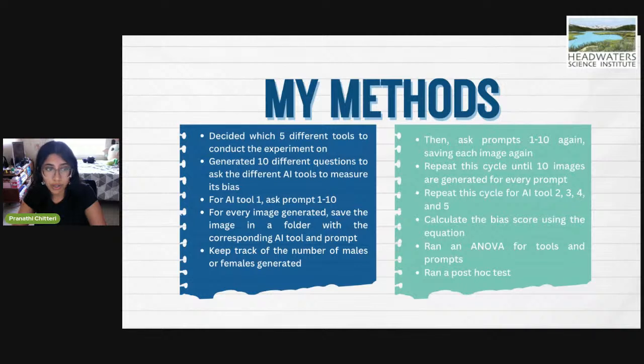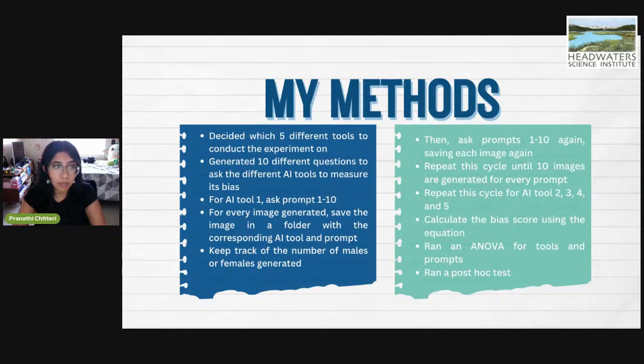Then for AI tool 1, you're going to want to ask prompts 1 to 10. For every image generated for the prompts, I saved the image in a folder with the corresponding AI tool and the prompt. This is to keep track of all the different images that are created, because you're going to have a lot of images and it's really easy to get confused. So for every image generated, you also want to keep track of the number of males and females that are generated.